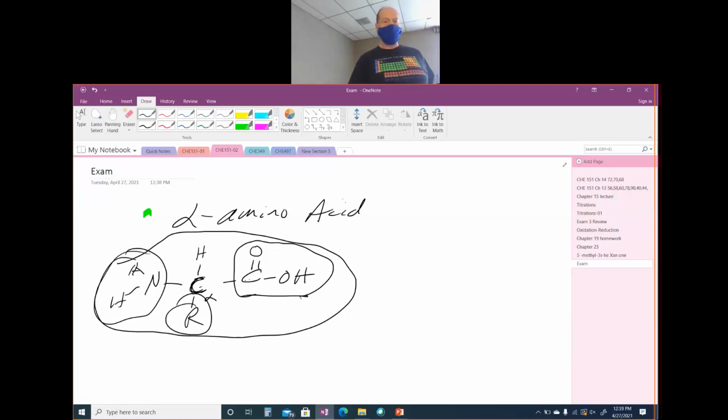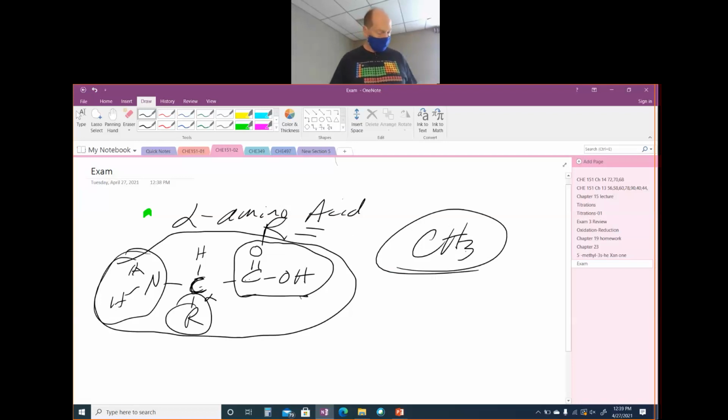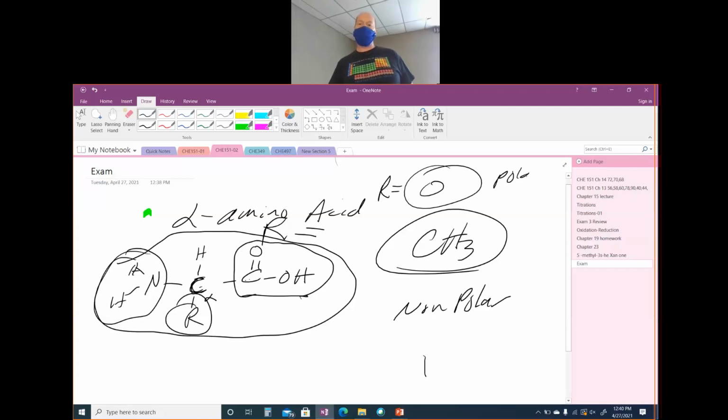You have to know whether your R group is polar or non-polar. You don't have to memorize all the names, but if I put alanine and I say that the R group is equal to CH3, and I want to know if that R group is polar or non-polar, if it is only carbons and hydrogens, then of course it is a non-polar side chain for that amino acid. If your R group contains an oxygen and anything else, if there's an oxygen in it, it's polar. Doesn't matter what else is in there. If there is one oxygen, it is a polar molecule.